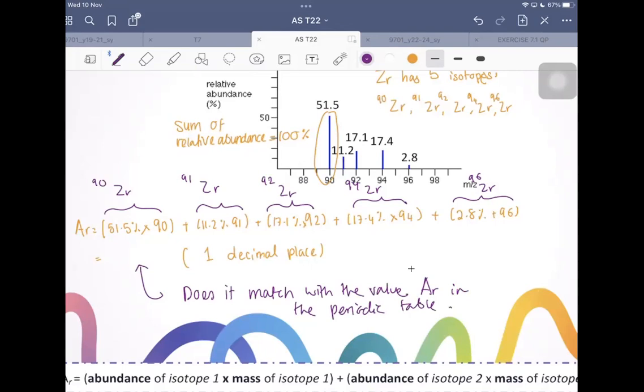If you get a number that is far off, like 120, for example, that means there's something wrong with your calculation, okay? Your Ar calculation must be similar to or close to the value of Ar in the periodic table. You have access to the periodic table, so you can always use that, okay?